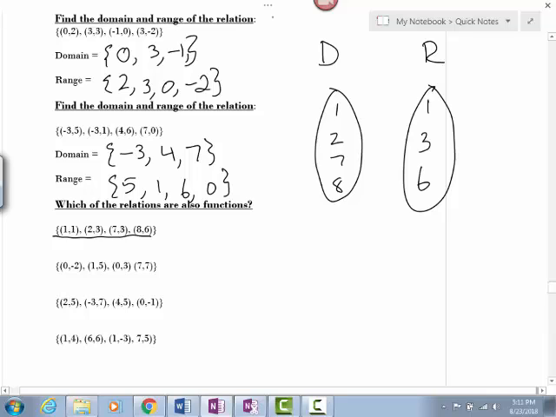And I'm going to just sort of do like how these points are paired. So when x is 1, y is also 1. When x is 2, y is 3. When x is 7, y is also 3. And when x is 8, y is 6.